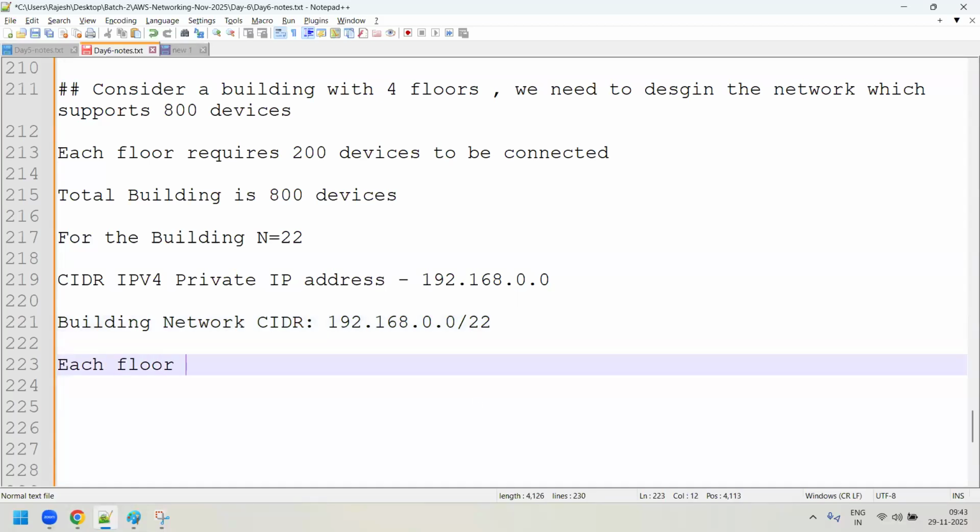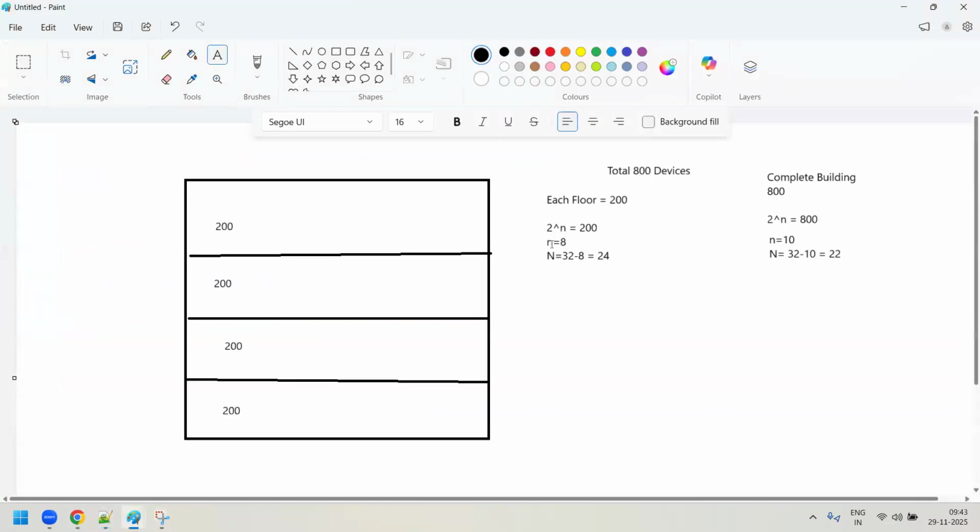Okay, fine, good. What about each floor? Each floor, what is the capital N, sir? According to here, what is the capital N, sir? 24, right? Am I clear, sir? It is 24.